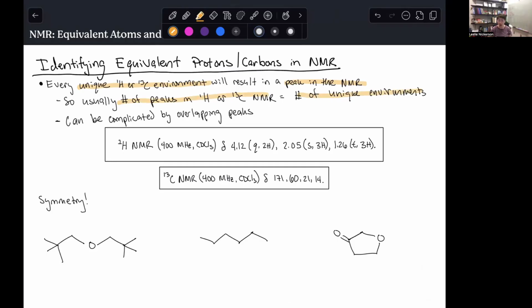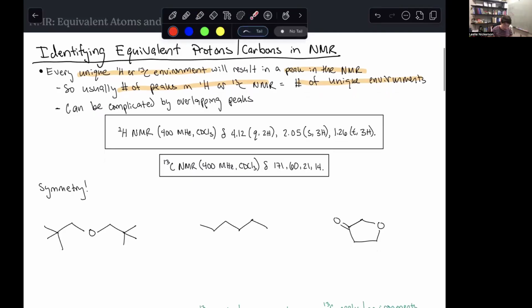Okay, it can be complicated by overlapping peaks. If you think about two peaks that have a very close chemical shift, which we will get to, and they start sitting on top of each other, they're going to be obscuring that, so it's not going to be able to be counted quite as cleanly. But for the most part, usually the number of peaks is going to equal the number of unique environments.